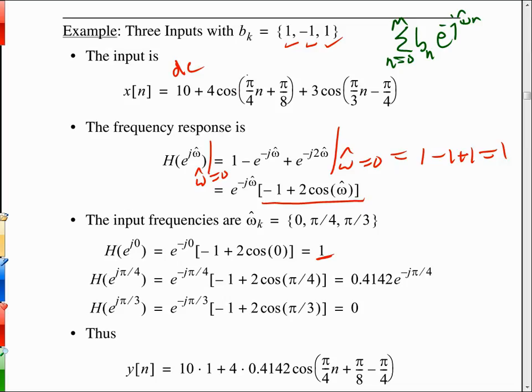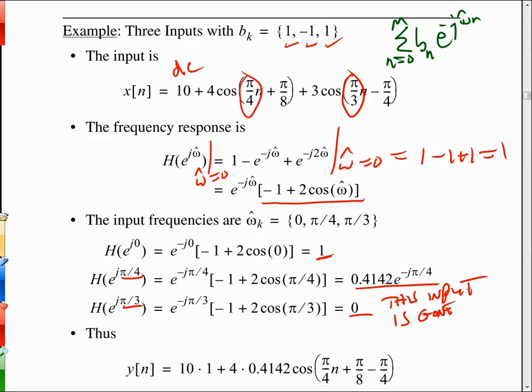We also have a sinusoid at pi over 4, so we evaluate the frequency response at pi over 4, and that doesn't work out quite so beautiful, but it does work out to be a number we can at least put into our equation. So we have 0.4142 for the magnitude response at pi over 4, and then we have an angle phase shift of minus pi over 4. Then we also have a sinusoid at pi over 3 going into the system. So we evaluate the frequency response at that location, and we see from the math that that is where the annihilation occurs. -1 plus 2 cosine of pi over 3 is exactly 0. Gone, annihilated, whatever term you want to use.